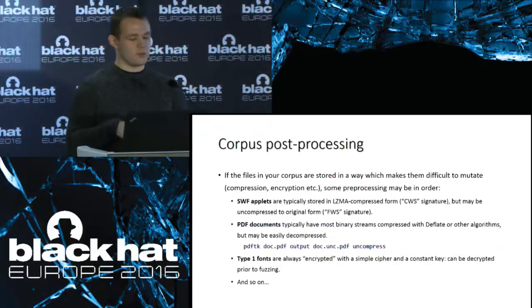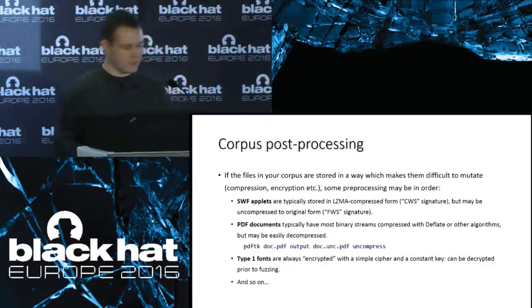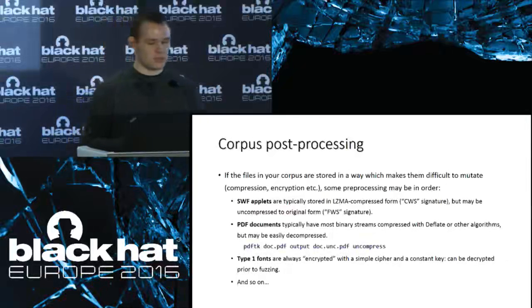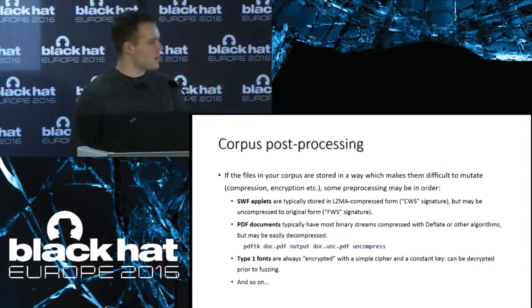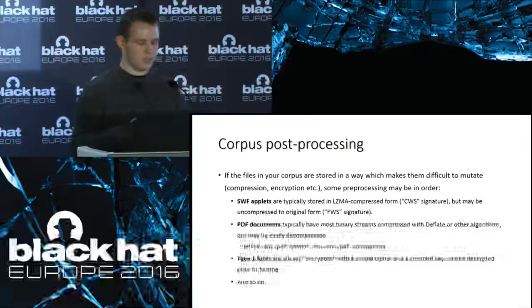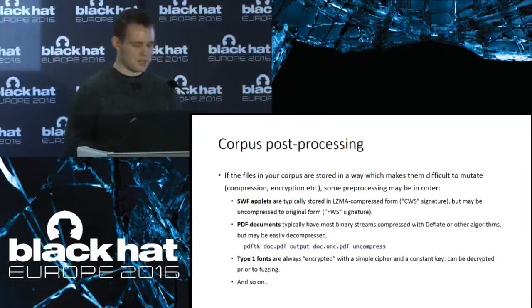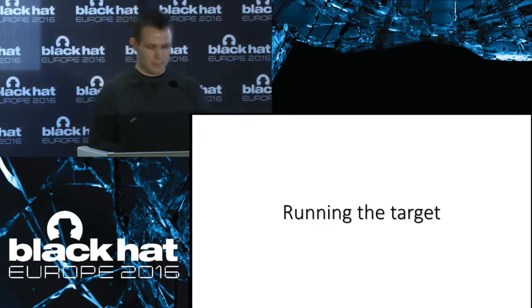So also, when it comes to corpus post-processing, if the files are stored in a way which makes them difficult to mutate, you can do some pre-processing, such as decompressing them. If they are compressed, for example, in SWF files, you typically have them in an LZMA compressed form, such as with the CWS signature. PDF documents also have most of the binary streams compressed with deflate, so you can also decompress them to make sure that the bit flipping makes sense. And also Type 1 fonts are always encrypted with a simple cipher.